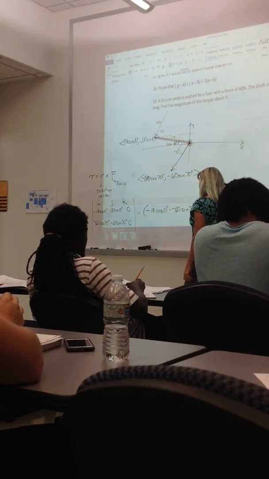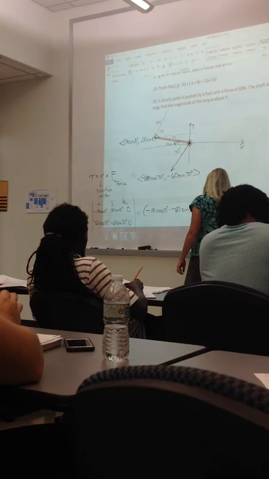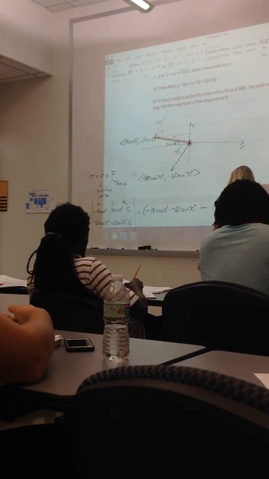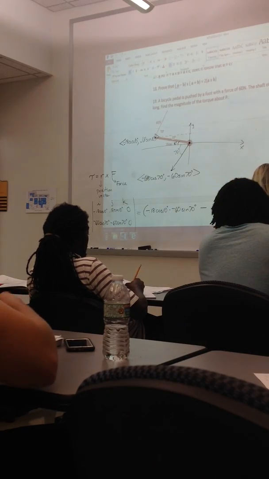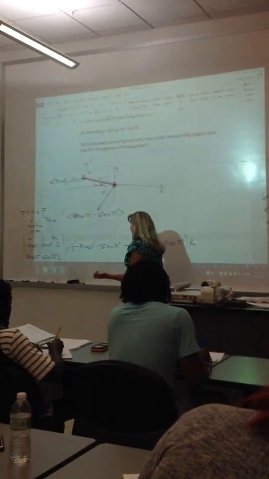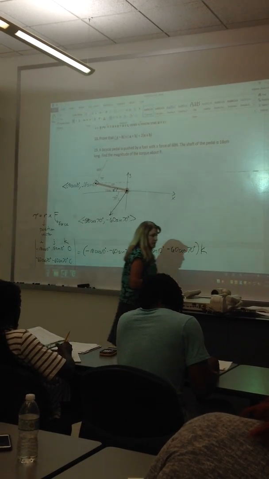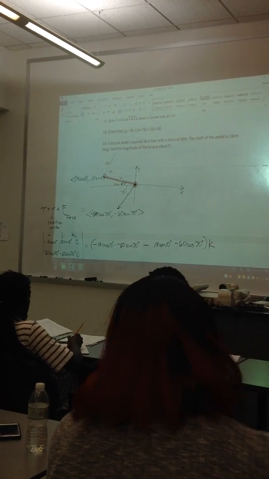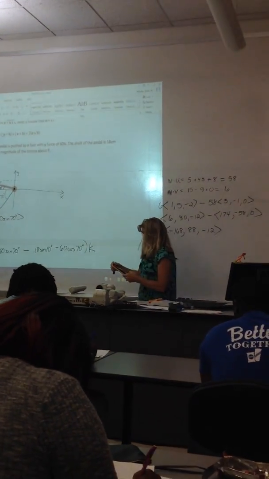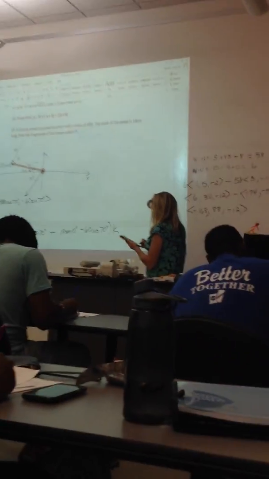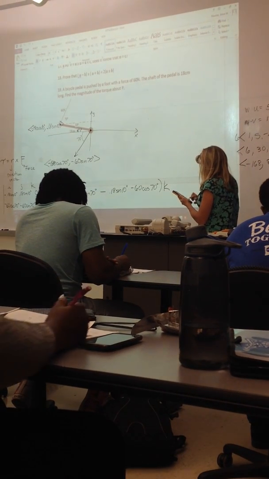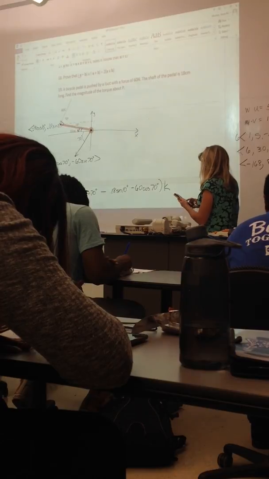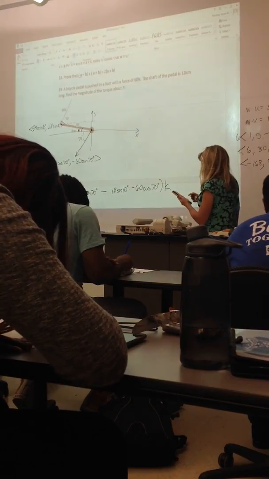minus 0.18 sine of 10 degrees times 60 cosine of 70 degrees. And that's my K. I only have a K direction because my vector is pointing out in the Z direction. Make sure your calculator is in degree mode, if you're typing in the exact same thing I am.